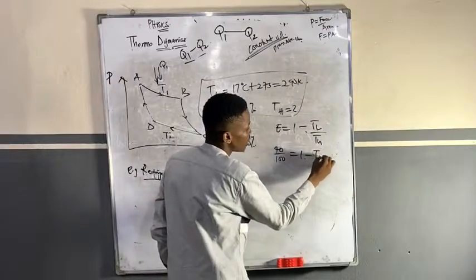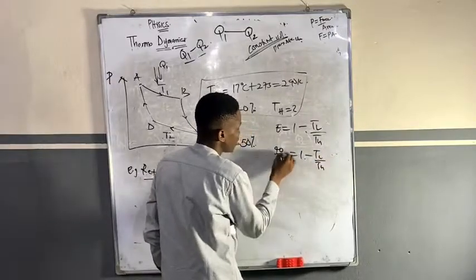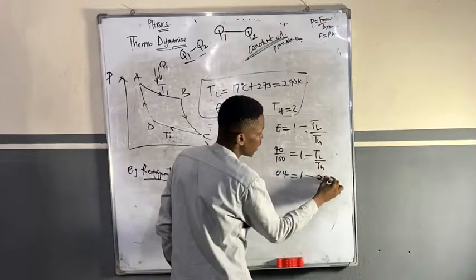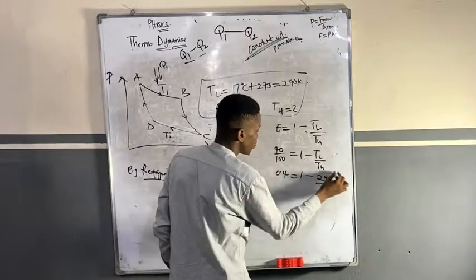1 minus TL over TH. This 0.4 equals 1 minus, what is TL? 290 over TH. So this is the first scenario.